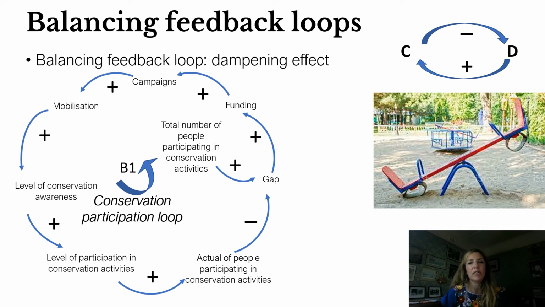And building on the same example, I elaborated on the conservation participation and created a loop. And as you can see, one key trick to figuring out whether this is a balancing or a reinforcing loop is whether there's an even number of minuses or not. So if there's an uneven number of negative polarities, then the loop is balancing. So that is a shortcut to understanding whether or not it's balancing or reinforcing.